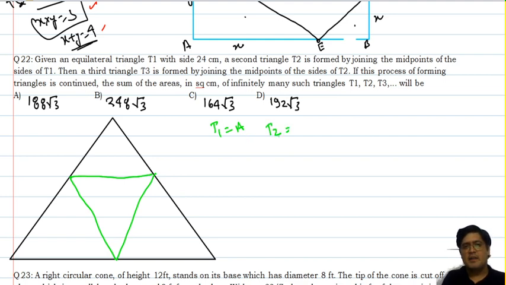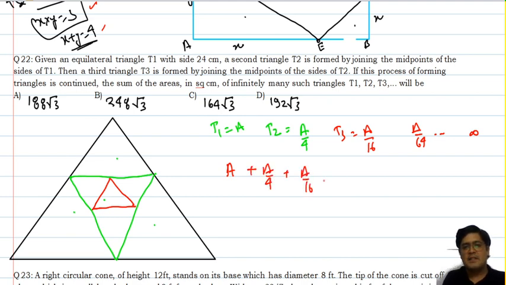When you join midpoints, the midpoint theorem says there are 4 equal areas created. If you join midpoints of sides for any triangle, not only equilateral, you get 4 equal areas. That is midpoint theorem. So the area becomes A by 4. If I join further midpoints, area becomes A by 16. Further, A by 64. This is called an infinite GP. So I'm going to add A by 4, A by 16 up to infinity. This is sum of all areas.